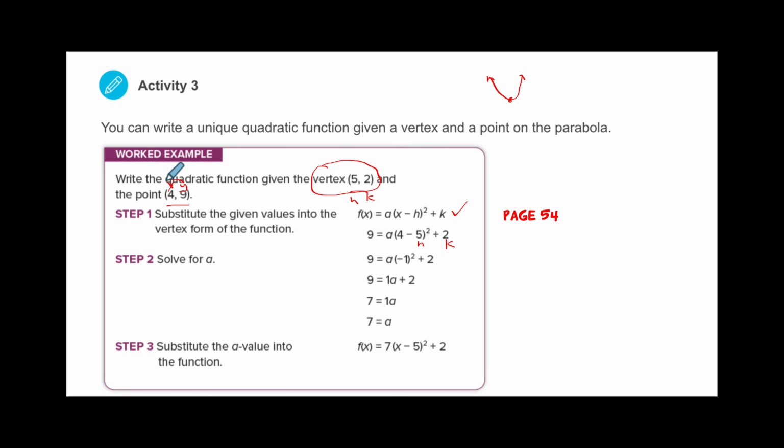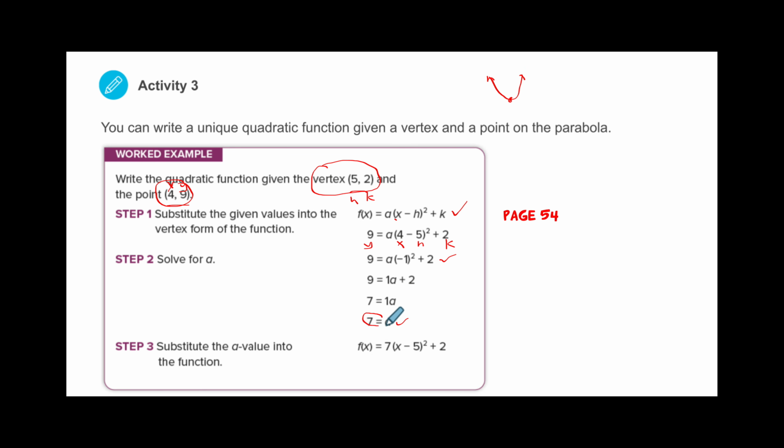And with this point here, we also know an x value. So we're going to sub that in right here. This will be x, and this will be y over here at the 9. And once you sub all the numbers in, the only variable that's missing is that a. It's the only thing. So it's just a regular equation right here. We can solve this. 4 minus 5, that's -1. Square -1, and you just get 1. So it's 1a plus 2 is 9. Subtract 2, and then you divide. We can get the value of a.